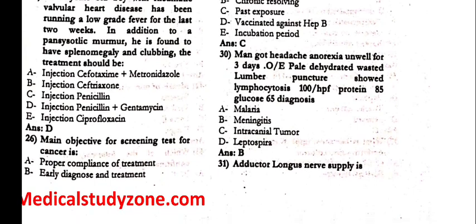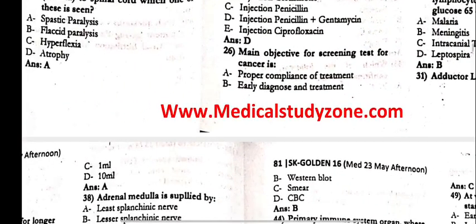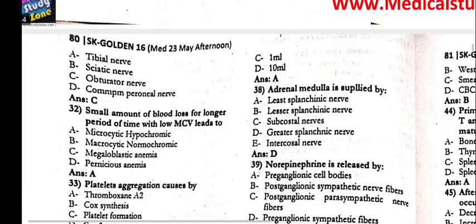30, a man got headache, anorexia, unwell for 3 days. Examination: pale, dehydrated, wasted. Lumbar puncture showed lymphocytosis, protein 85, glucose 65. This is meningitis. 31, adductor longus nerve supply is basically the obturator nerve.